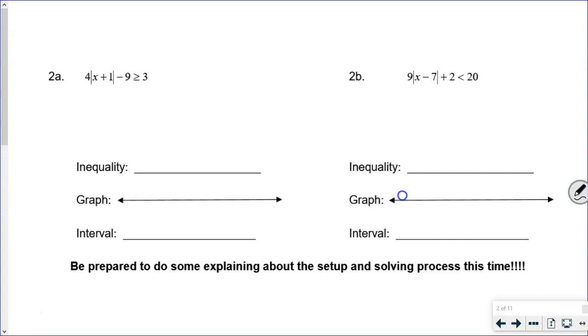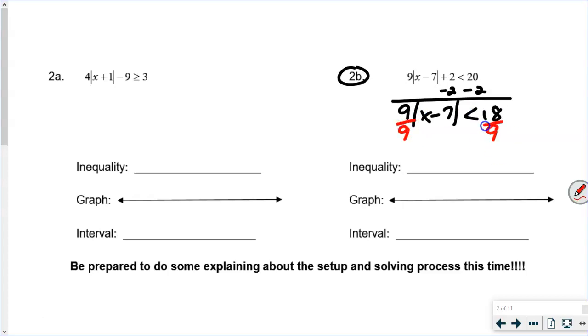2B looks exciting. Mrs. Meyer, who's going to help me with 2B? Amara. Talk to me about what I have to do before I even consider and or orness. Yeah, what are you doing? She's isolating the absolute values. Very nice. So again, have to isolate. What's your next step for isolation?